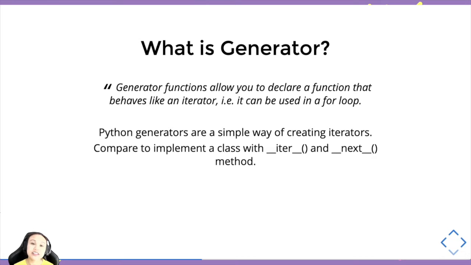I'll show the code in a bit. It will really look like how you write a function, so sometimes it's called a generator function. A generator function lets you declare a function that behaves like an iterator. You can think of it as a shortcut to create an iterator without writing all this class, iter and all this stuff, and it can be used in a for loop.